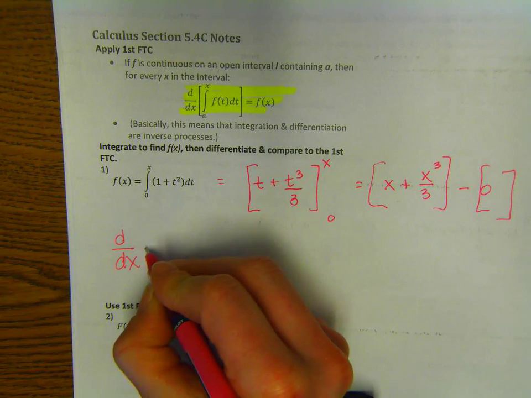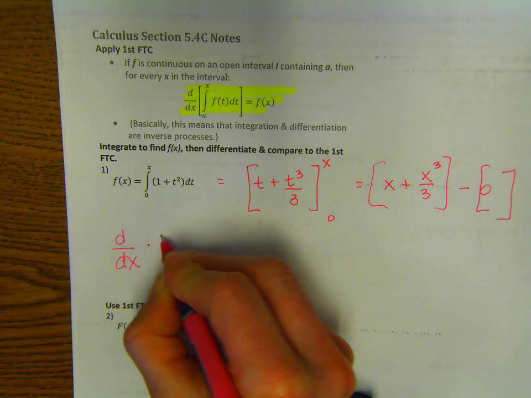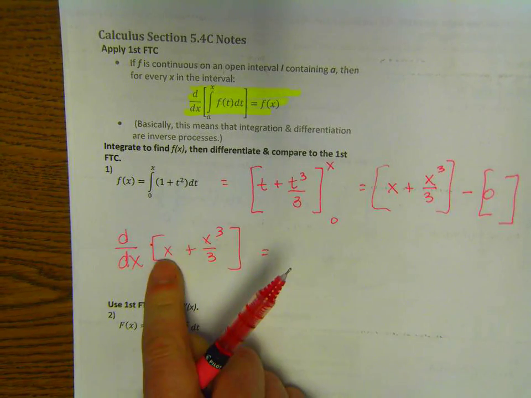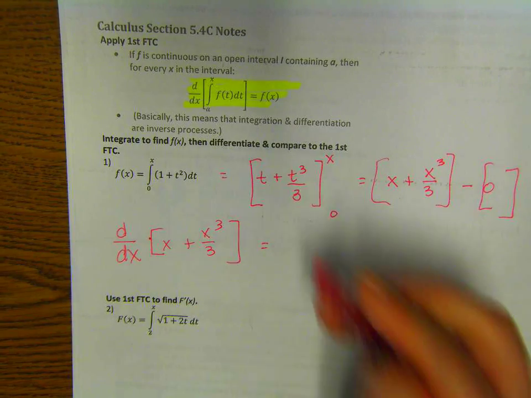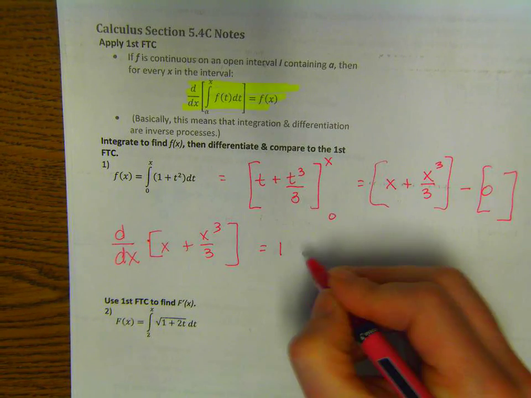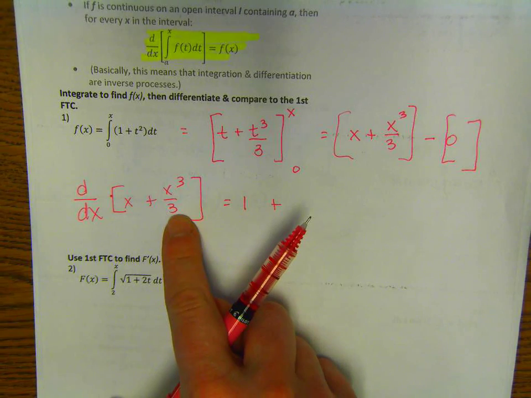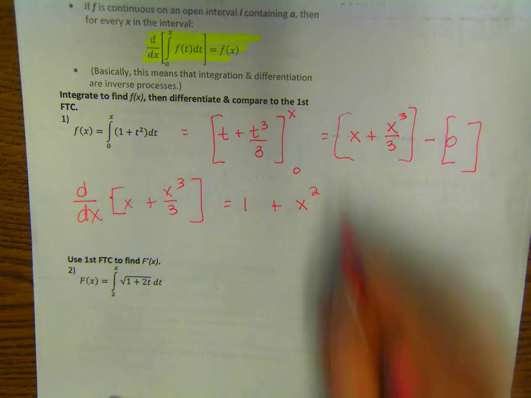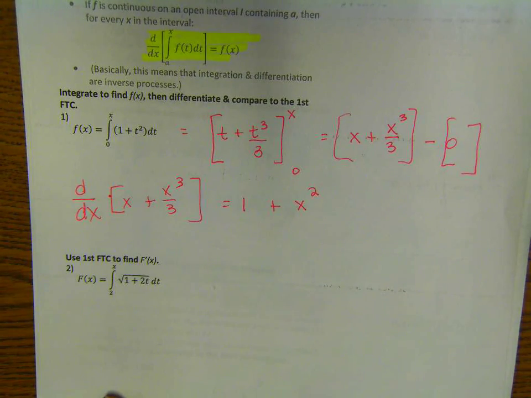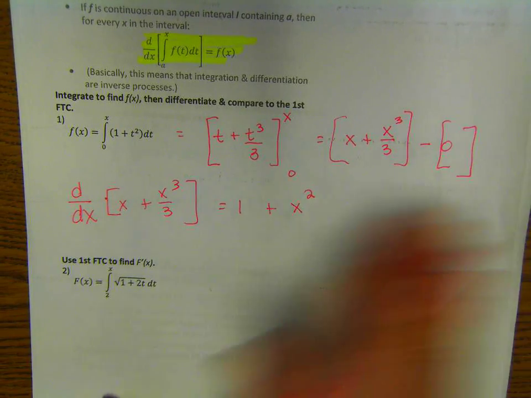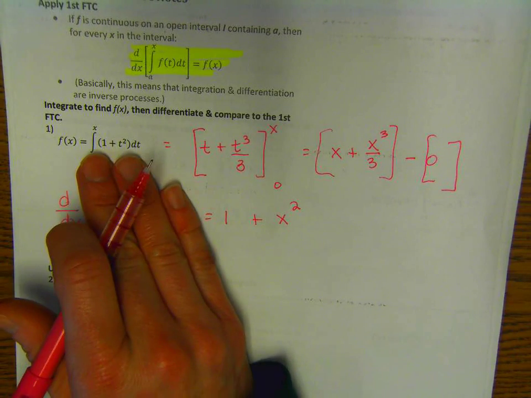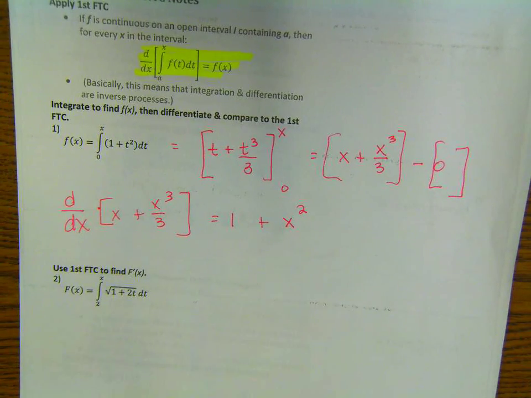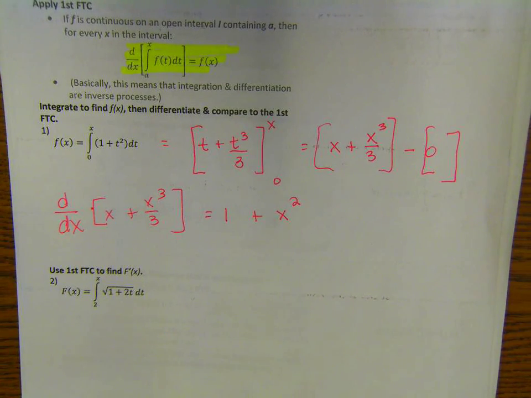If I then asked you to take the derivative of this, what's the derivative of x? 1, right? What's the derivative of this? 3x squared divided by 3, so it would just be x squared. Do you see by taking this long process, what happens is I got the original function back, but not with a t, rather an x. That's all this is? Mm-hmm.